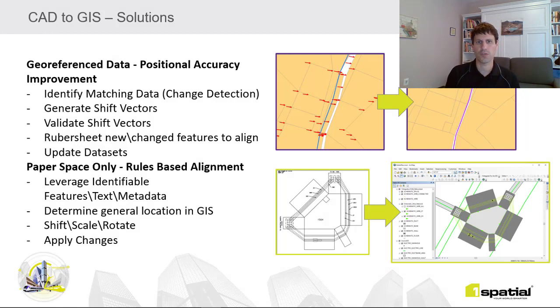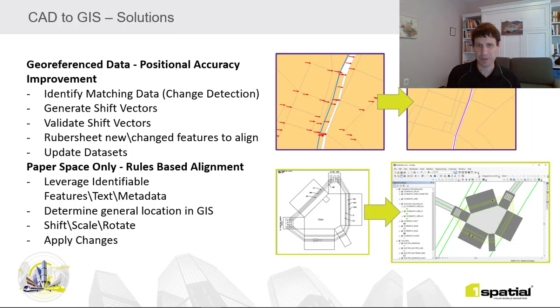There are two different workflows we will cover in this presentation. The first workflow is when we are dealing with CAD data that has georeferenced information. In these cases, we use OneIntegrate to first perform matching or change detection workflows to identify like objects between the drawing and the GIS data. We then have an algorithm in OneIntegrate that will generate shift vectors and anchor points to identify where the data needs to be shifted. We then run our positional accuracy improvement algorithms to align the data sources, and then we can push those changes into the GIS database.